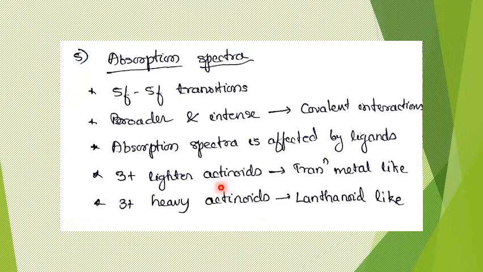So lighter actinoids, the first half of the series, in the 3+ oxidation state, their absorption spectra will be just like transition metals, and the later half, the 3+ heavy actinoids, produce spectra which resemble those of lanthanoids, the f series. Fine.